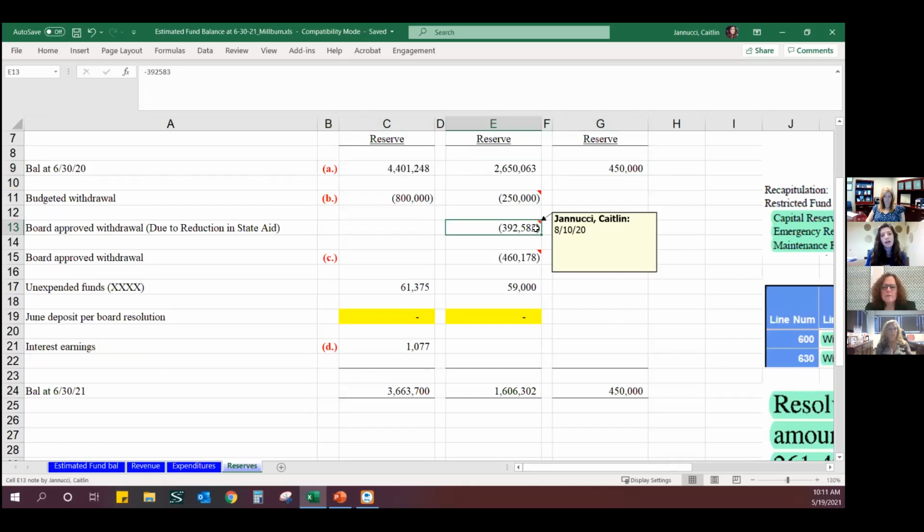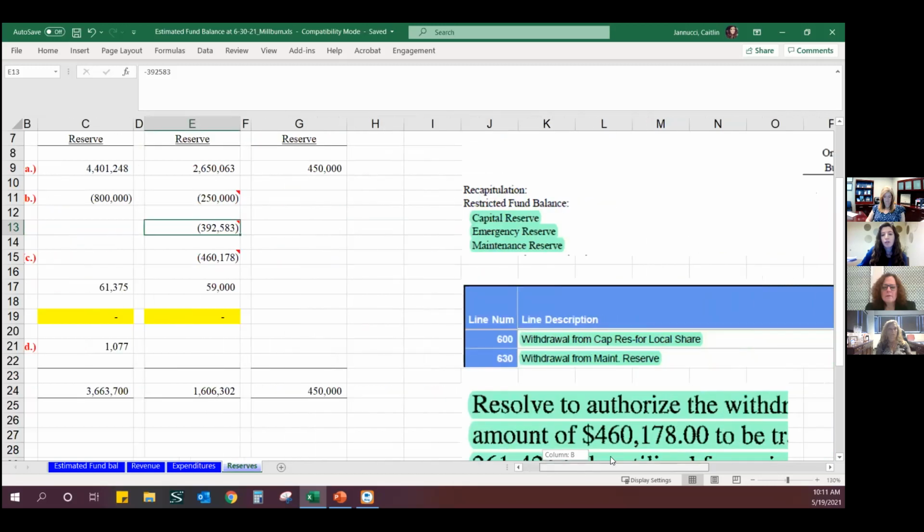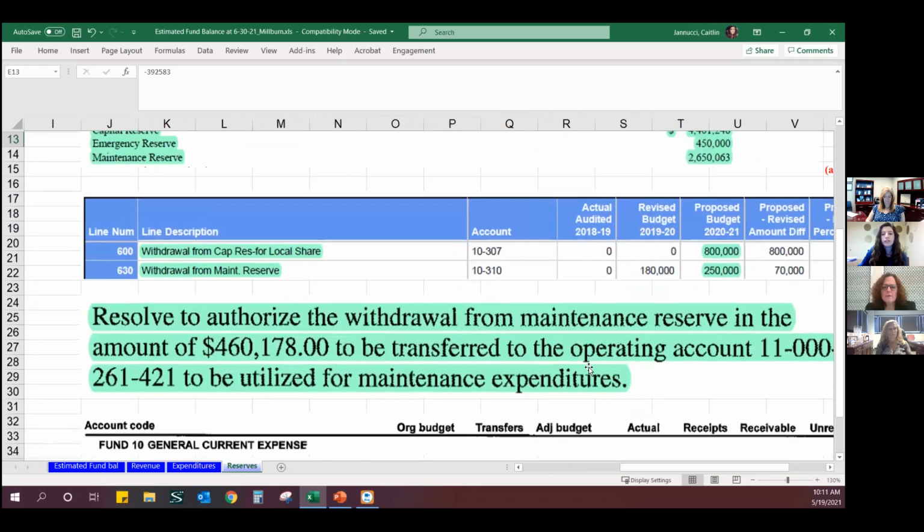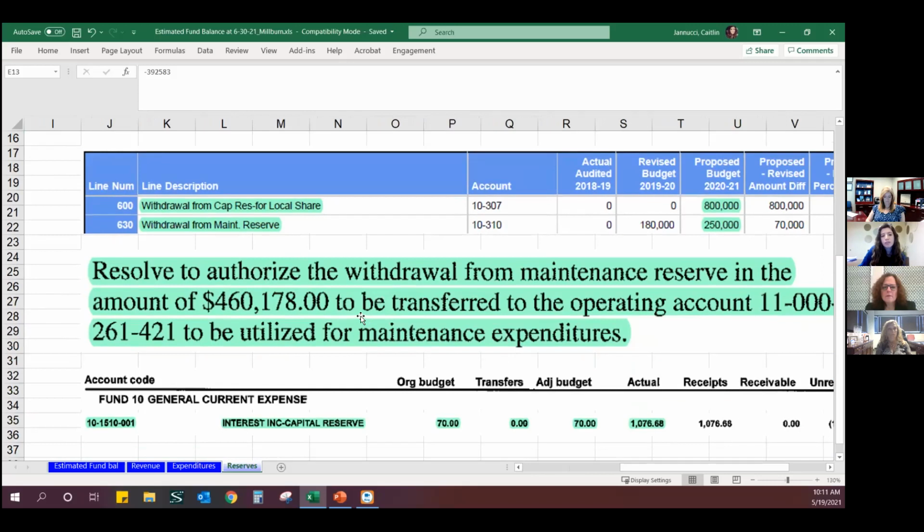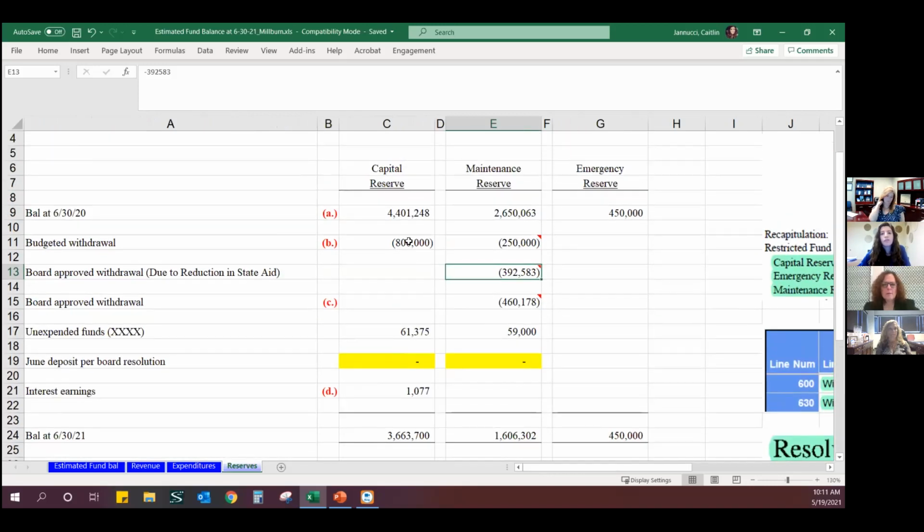And then a little bit later on in the year, they also had another board approved withdrawal from maintenance reserve for a specific project. So for that, I have an example off to the side, just a simple paragraph in their board minutes from September authorizing that exact amount to come out of the reserve and the specific required maintenance account that it was going to. So of the withdrawals, Milburn actually between budgeted and board approved, they withdrew about 1.5 million.